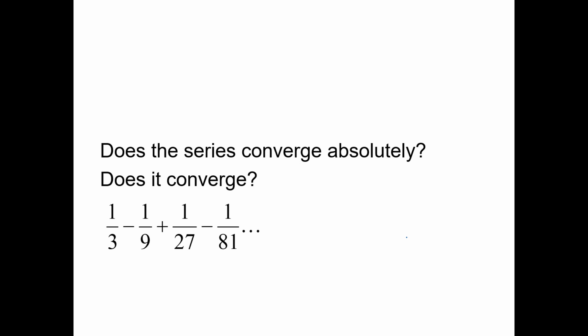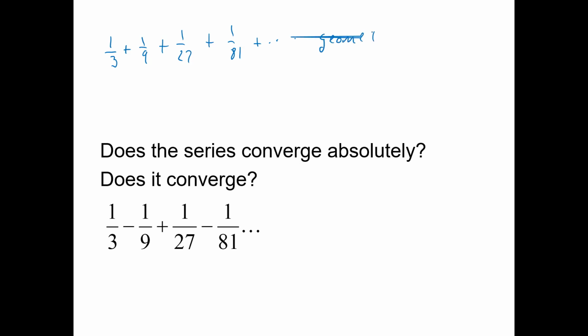You should recognize that if we look at just the absolute values, we get 1/3 plus 1/9 plus 1/27 plus 1/81 plus dot dot dot. You should recognize that you get from one term to the next by multiplying by 1/3. And since that's the case, it is a geometric series. And because it's geometric, then it converges.